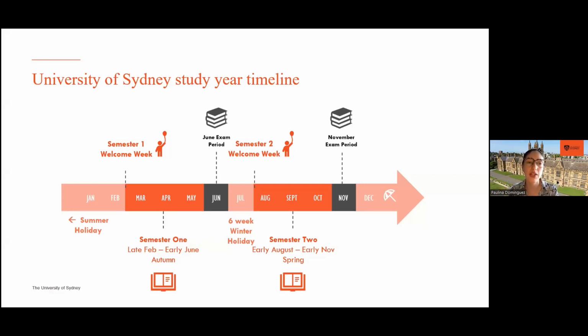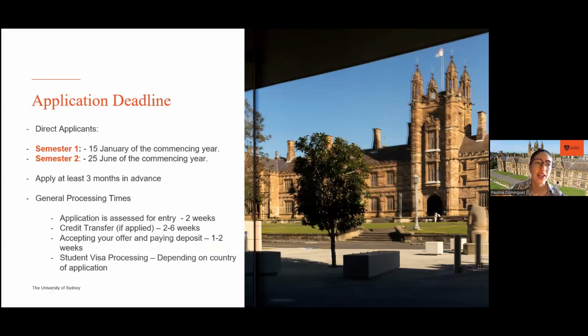So this is our year timeline. Semester 1, we have only 2 semesters a year. Semester 1 starting late February, semester 2 starting late July. Application deadlines: please, you need to have those deadlines in mind. For most of our courses, the semester 1 deadline is 15th of January of the commencing year. So you cannot submit your application after the 15th of January of the commencing year. For semester 2, the deadline for application is 25th of June of the commencing year. We always advise our students to apply at least 3 months in advance, especially if you are out of Australia, because it actually takes time to apply to the university, and you have to be accepted and enroll at the university before applying for your student visa, right? So it actually takes a little bit of time.